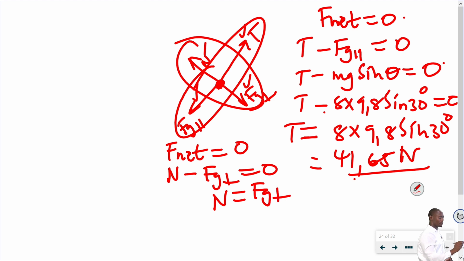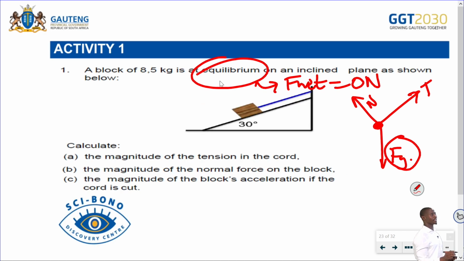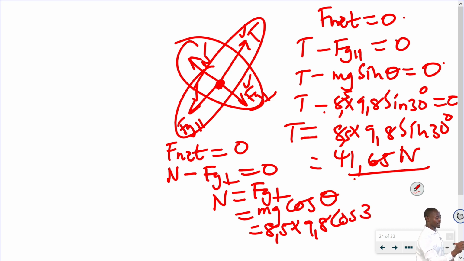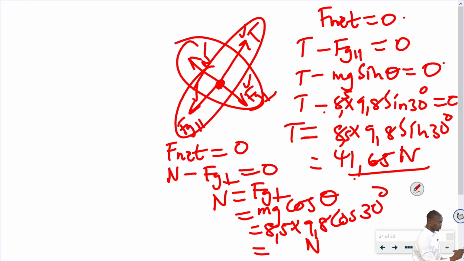which means that your normal force will be equal to Fg perpendicular, which is given by Mg cos theta. Which is going to be what here? I think it's 8.5, not just 8. So here 8.5, even here 8.5. So it's 8.5 times 9.8 cos 30 degrees. Then we'll get the magnitude of the normal force, which is 72.14. So that is the normal force.